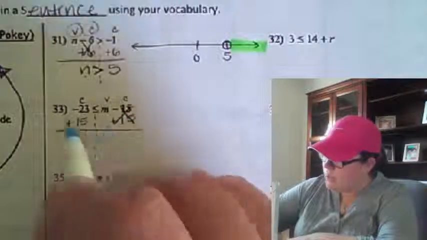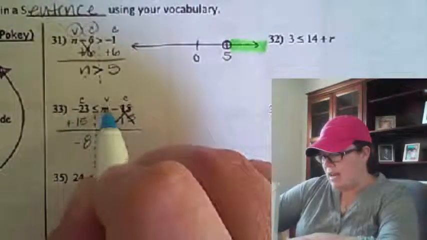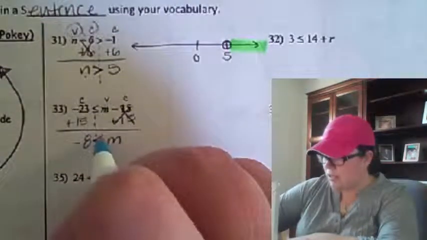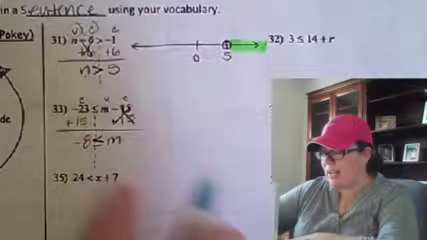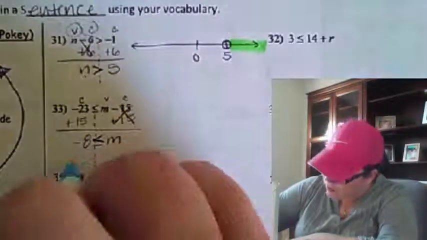They'll cancel, and I will have -8 on this side and m all alone on this side, and bring my sign down because there's nothing to divide. So I have solved for the variable, but take a look. It's in the wrong order, so I need to rewrite this. So I'm going to start with my variable.